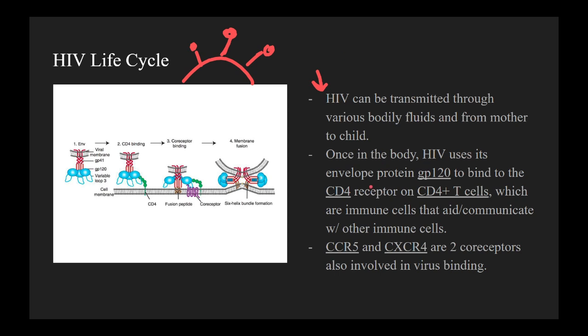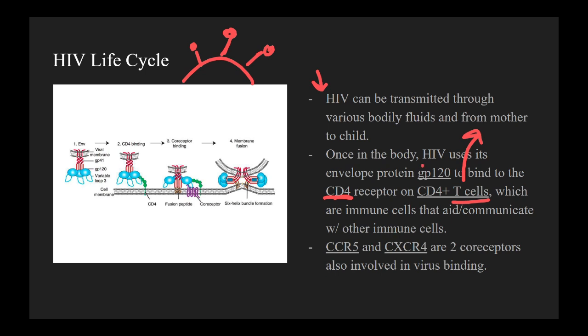Same idea. So it has envelope protein GP120, and what that'll do is it specifically binds to CD4 receptors, and these CD4 receptors are located on what are called CD4 plus T cells. And if you've heard of T cells, these are very crucial immune cells within our body that help communication, and they help recruit other immune cells to just maintain the normal functions of the body.